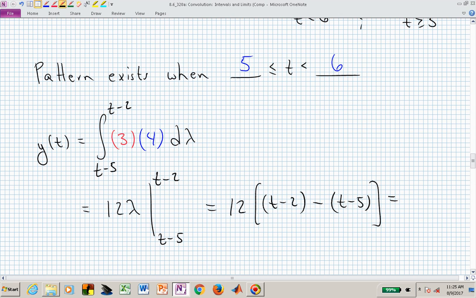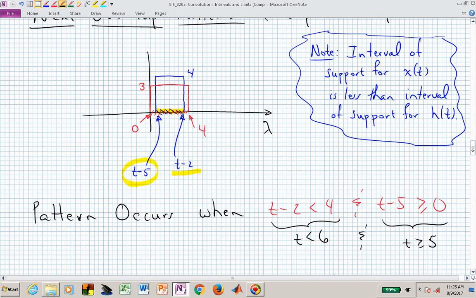The t's conveniently cancel, and I'm left with -2 plus 5, or that now gives me 3 inside here. These t's cancel. I have t minus t, and I'm left with y of t being a constant of 36, and that should be clear here. I just have this rectangle of width 3 and height 4 overlapped always within this interval, overlapped with this other rectangle, but they only overlap over a width of 3.